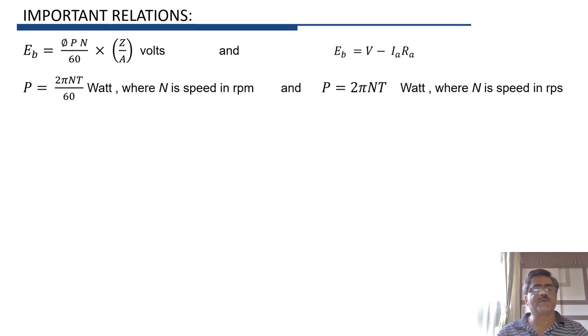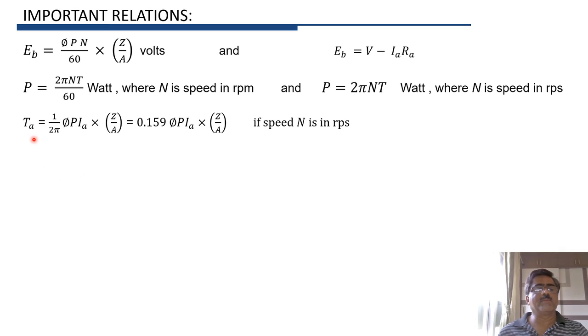Then the relation between power and torque. P = 2πNT/60 if speed N is in RPM, and P = 2πNT if speed is in RPS, that is in revolutions per second.